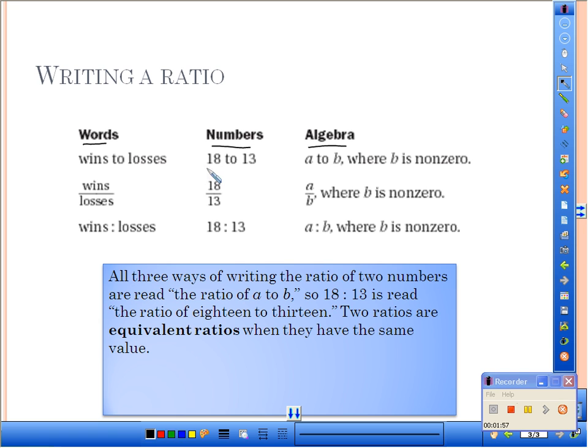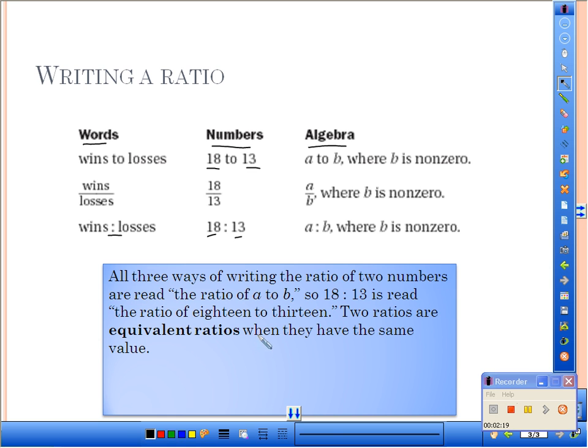Using numbers, you would just plug in the wins first and the losses second. As a fraction, you would write the wins in the numerator's position and the losses in the denominator's position. So we've got 18 to 13. And then finally with the colon, wins comes first, losses come second, and you want your numbers to reflect that as well. All three ways of writing the ratio of two numbers are read the ratio of A to B. So we would say 18 to 13.